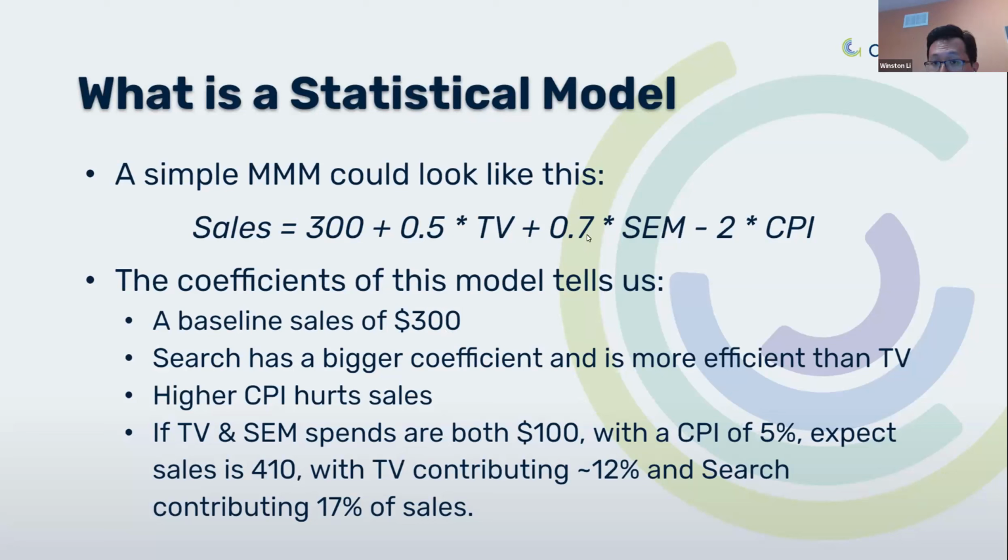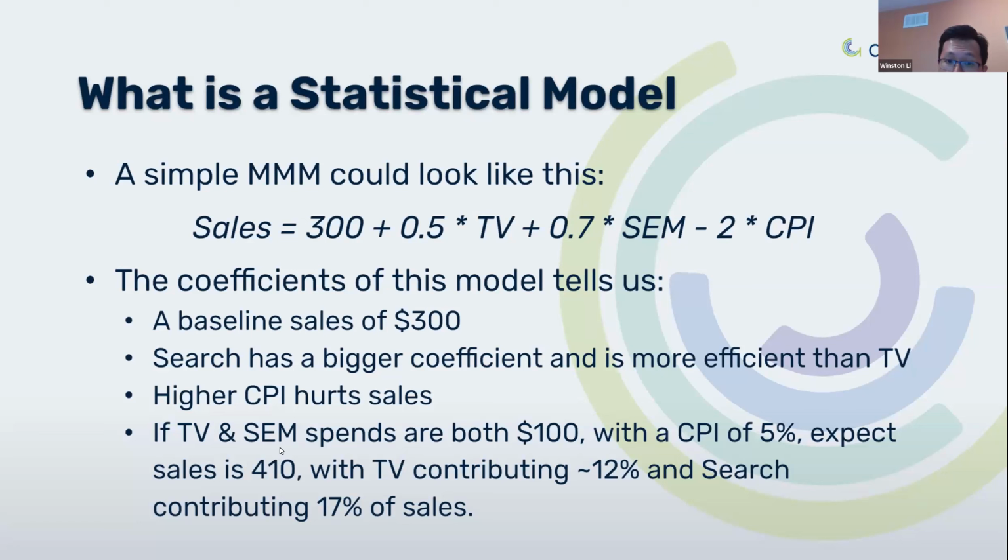Every factor has a coefficient. The bigger the coefficient, the stronger that channel is. So here, search has a coefficient of 0.7, meaning that if you put $1 into search, you get 70 cents return, whereas if you put the same dollar into TV, you only get 50 cents back. And of course, some coefficients are negative, in this case CPI, meaning that the higher the CPI, it actually hurts your sales.